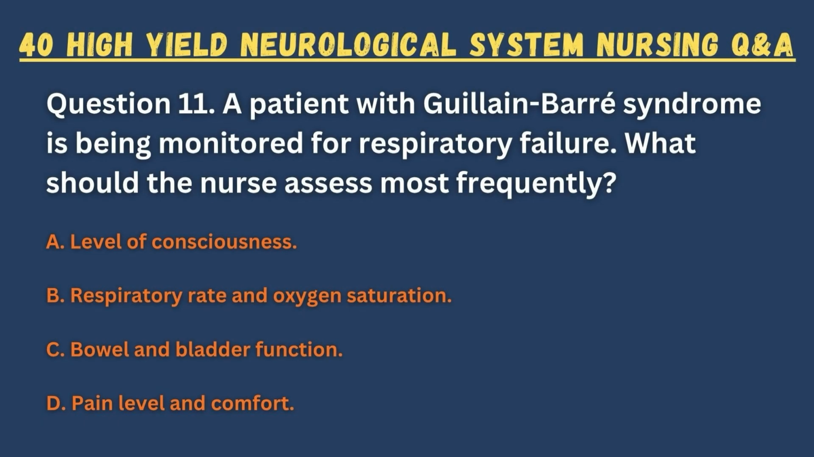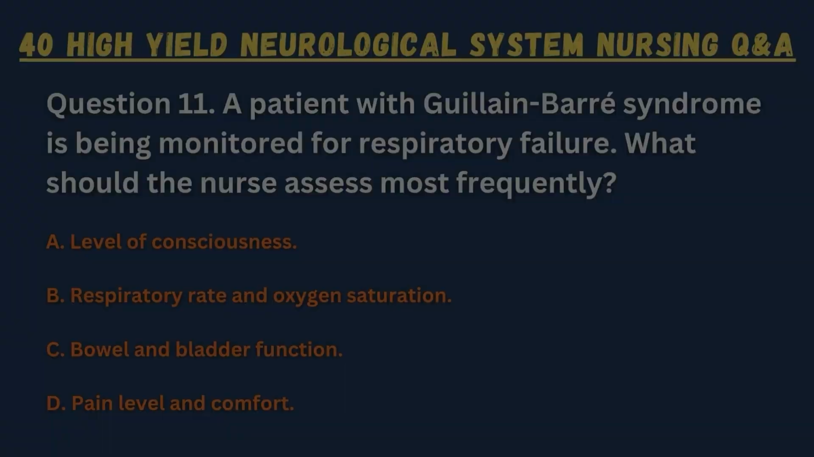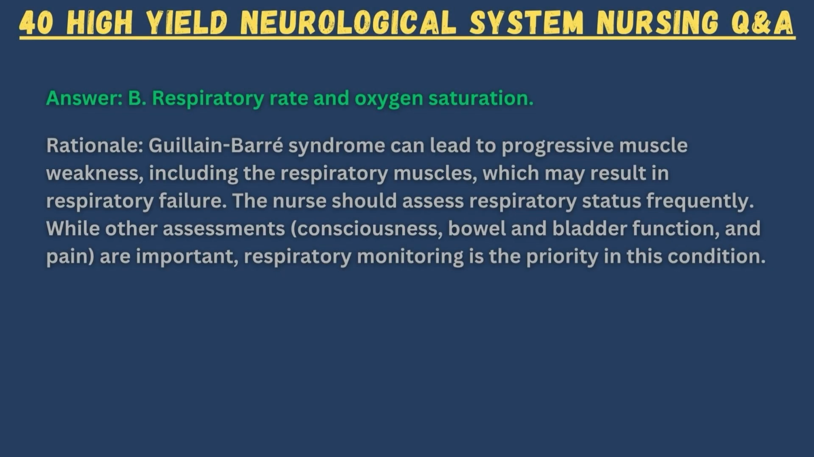Question 11. A patient with Guillain-Barré syndrome is being monitored for respiratory failure. What should the nurse assess most frequently? A. Level of consciousness. B. Respiratory rate and oxygen saturation. C. Bowel and bladder function. D. Pain level and comfort. Answer: B. Respiratory rate and oxygen saturation.